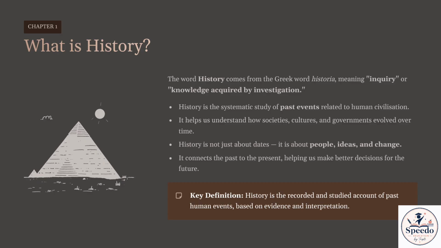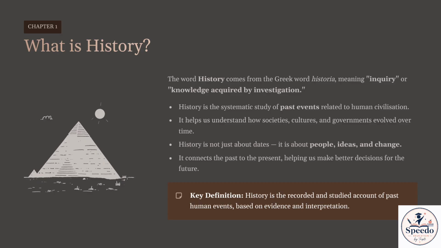The real purpose of history is to understand why events happen, how they happen, and what impact they had on society. For example, when we study the Indus Valley civilization, we don't only learn when it existed, we also learn how people built planned cities, traded with other civilizations, and developed advanced drainage systems. These facts help us understand the intelligence and lifestyle of people who lived thousands of years ago.